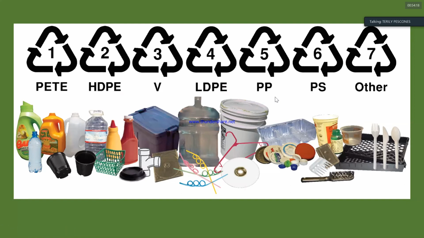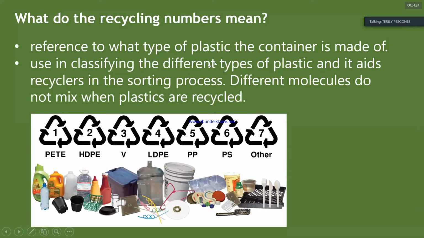Okay, so what do the recycling numbers mean? Bakit nilalagyan ng ganyan? Okay, one is what? It is a reference to what type of plastic the container is made of. So, ibig sabihin, pagka siya ay 1, ito lang siya talaga. Pagka 2, HDPE lang siya talaga. Hindi pwedeng 2, tapos naging PVC, tapos 2, naging PP. So, naka-designate na sa kanila yung kung ano yung number, yun yung kanyang material.